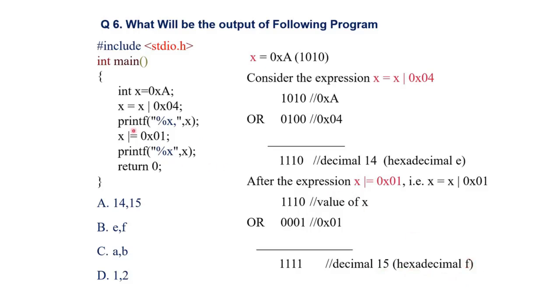So by this statement x will contain the value 15, and because of this printf function, this value 15 will be displayed in hexadecimal format, that is F. So because of this printf function, the output will be F. So the complete output for this program will be E comma F. The correct answer for this is option B.